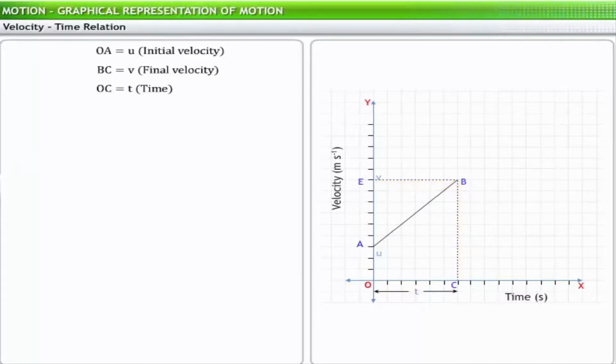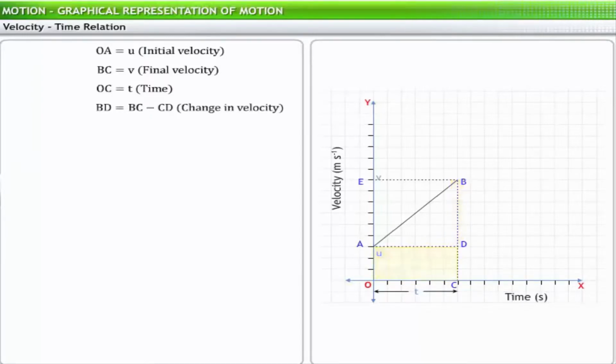From point A, draw a line AD parallel to the x-axis to intersect BC at D. Now, OA represents the initial velocity u. BC represents the final velocity v. OC represents the time t. And BD represents the change in velocity in time t.